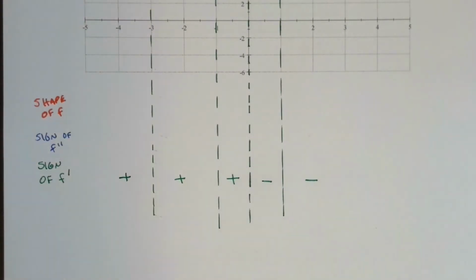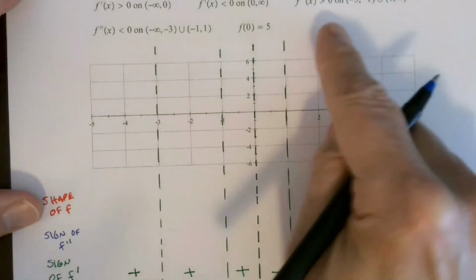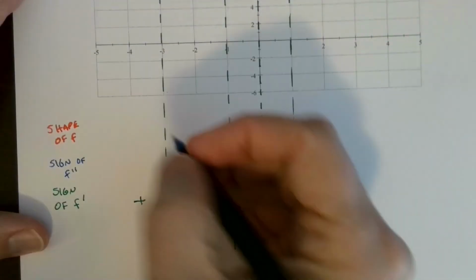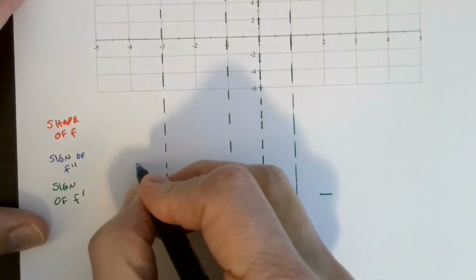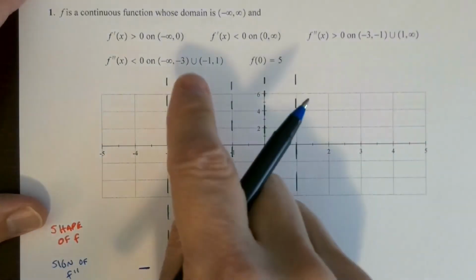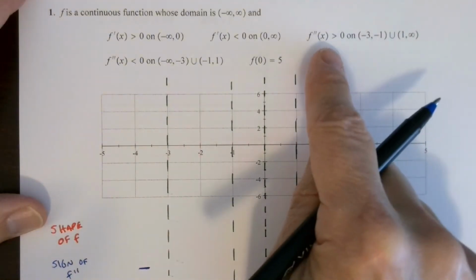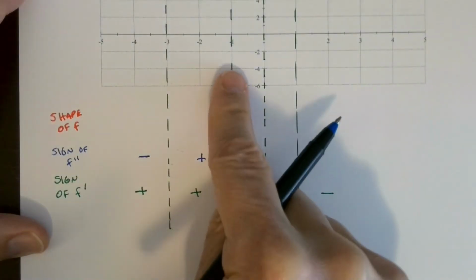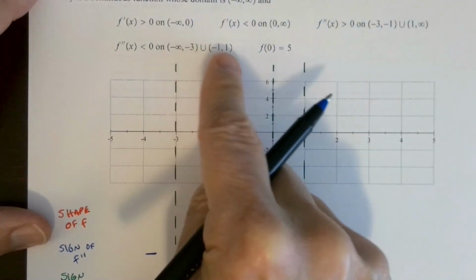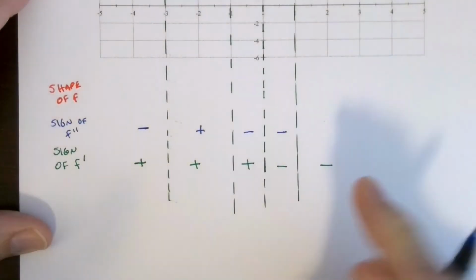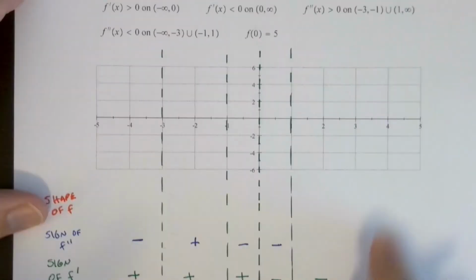Okay. What about the sign of the second derivative? The second derivative, first of all, for values less than -3, it is negative. So here's x equal -3, so it's negative. Between -3 and -1, what do we have? It is positive. And then from -1 to +1, the second derivative is back to being negative, so it's negative here and here. And then for values greater than 1, second derivative is back to being positive.